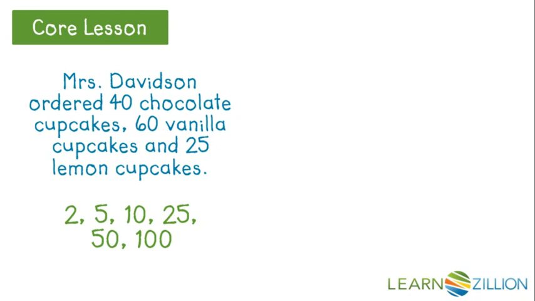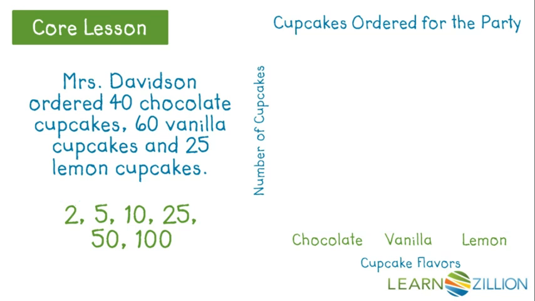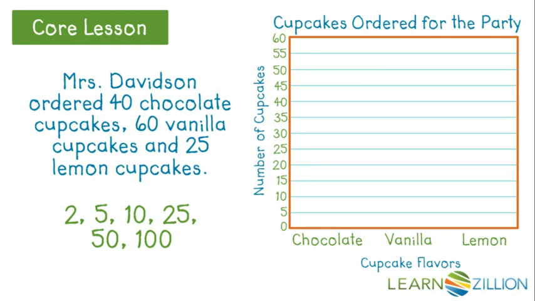If the scale counted in increments of 2, it would still be too crowded. This scale only goes up to 42. We would need it to go up to 60. If the scale counted in increments of 5, there would be 13 numbers on the scale. This is looking better. Let's keep going on with our benchmark numbers.